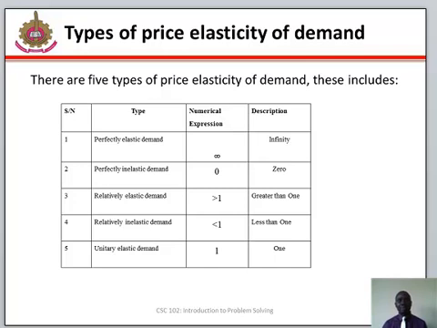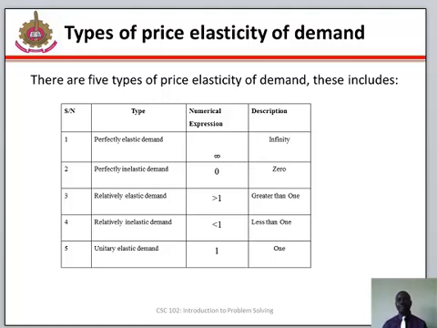Let's now explain them briefly one by one. Perfectly elastic demand. When a small change in price leads to infinite change in quantity demanded, it is referred to as perfectly elastic demand. Perfectly inelastic demand. In this case, the change in price will not affect the quantity demanded, and quantity remains the same whatever the change in price. Relatively elastic demand. This is a situation where a small change in price leads to a very big change in quantity demanded. Relatively inelastic demand. Here, the change in quantity demanded is less than proportional to the change in price. A large change in price leads to a small change in demand.